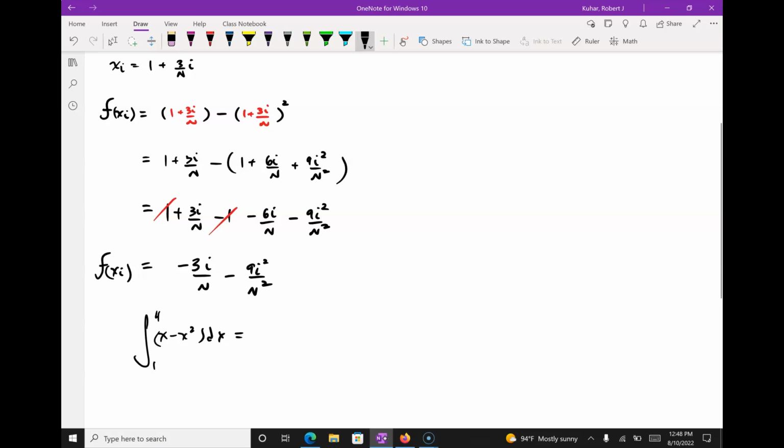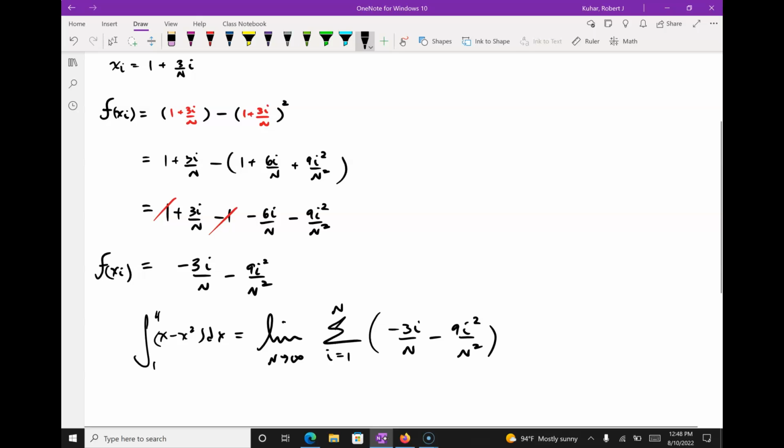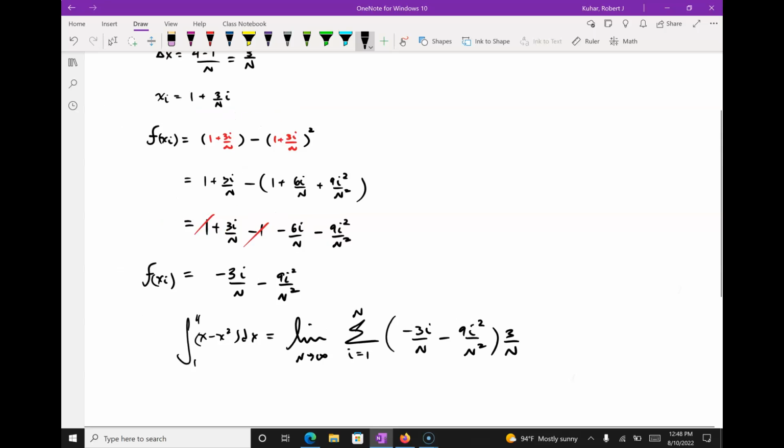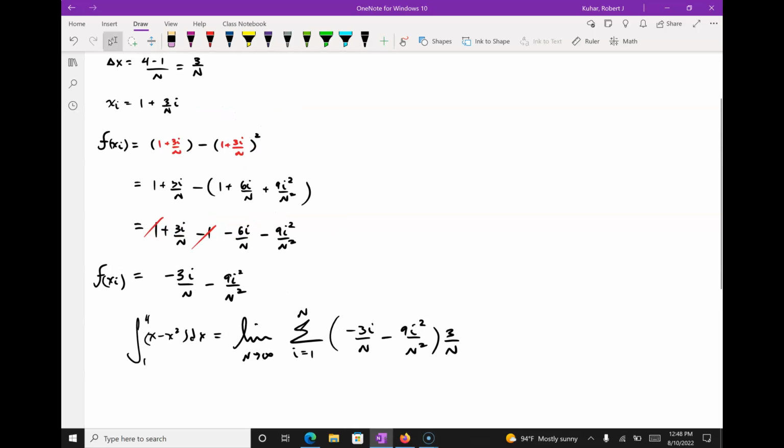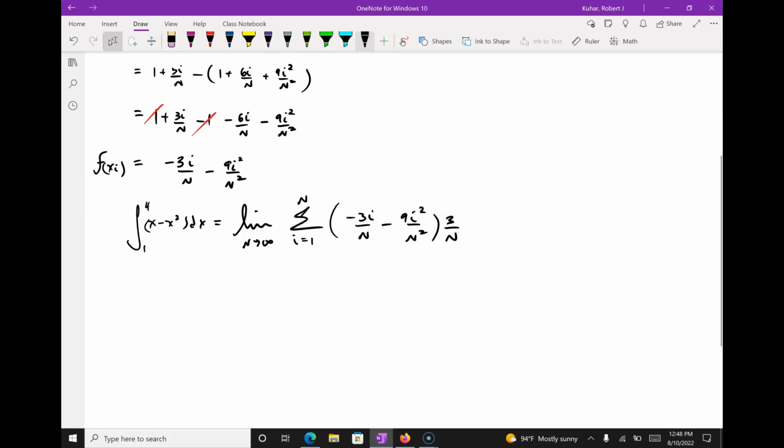Again, I'm looking at the limit as n goes to infinity, and I'm going to start to shortcut this because I'm getting a little bored, is the sum from i equals 1 to n of negative 3i over n minus 9i squared over n squared times delta x, which was 3 over n. Right? How we doing? We okay?